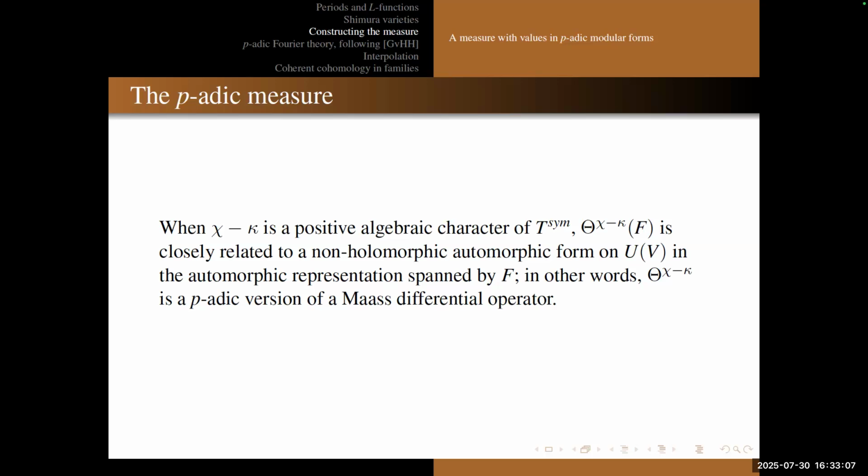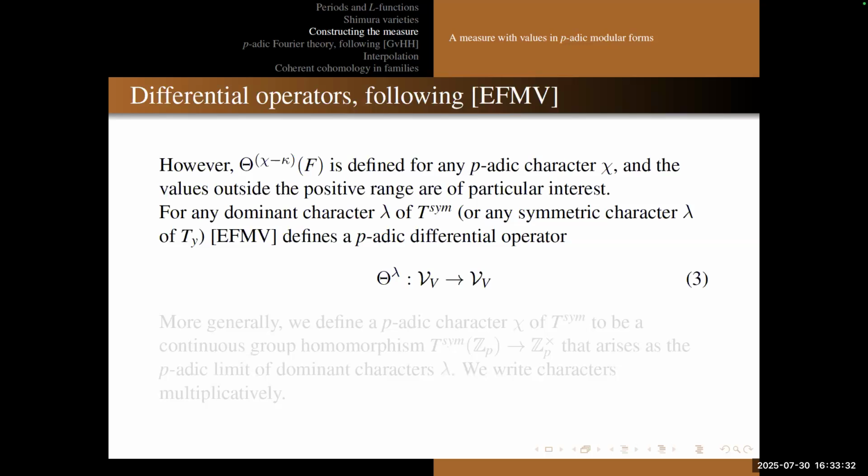I suppose in case they agree, they must evaluate to something rational on the algebraic number. Yeah, and things have to be normalized. They had better be algebraic numbers. But the thing is that this gives you a p-adic interpolation of those algebraic numbers. Thank you for forcing me to clarify this. All right. But this theta is defined for any p-adic character, and the values outside the positive range are of particular interest for some other applications.